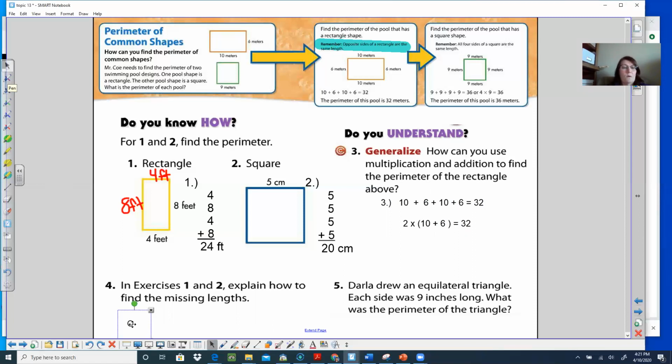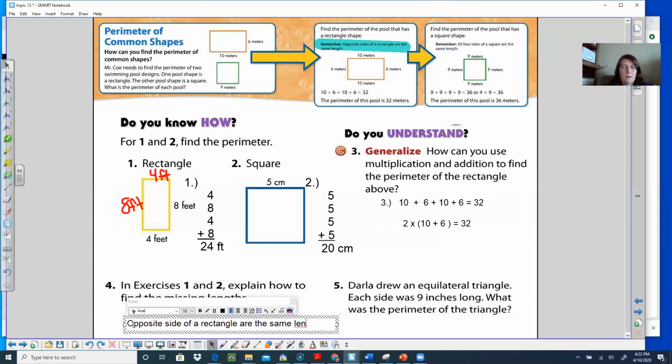And I already got the O. Hello. There we go. Does it have an E? Yes. Opposite sides of a rectangle. Yeah, I spelled it right. Are the same length. And I'm going to make that a little bit bigger so that it's easy for all of our eyeballs to see. So let's see. Let's go with 22. Oh, that's nice and big.